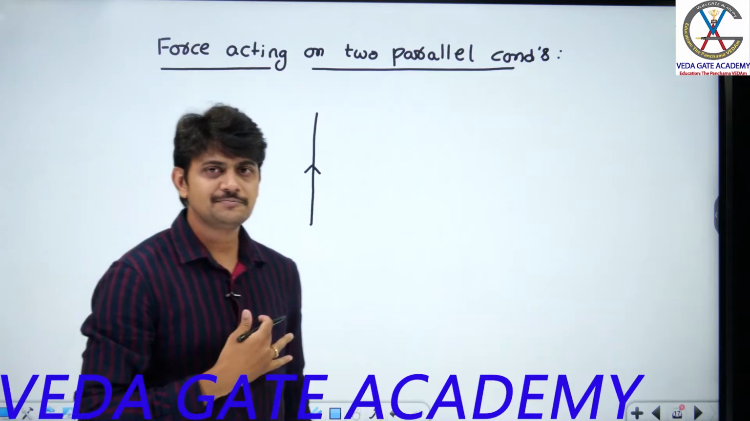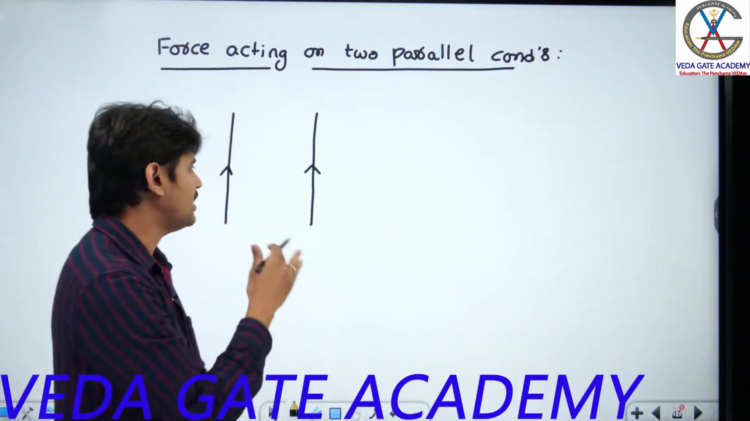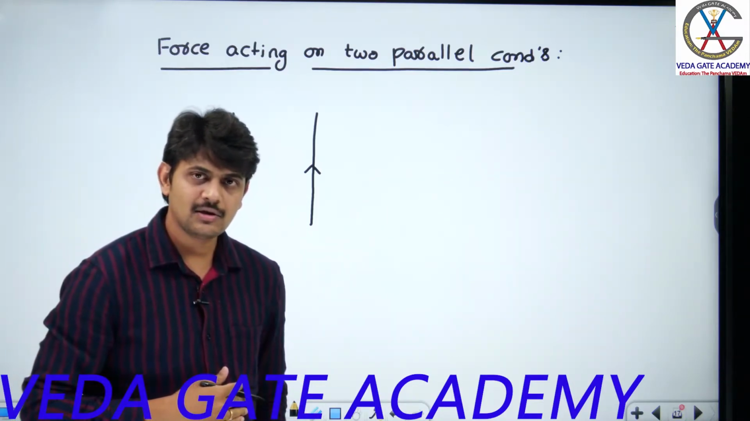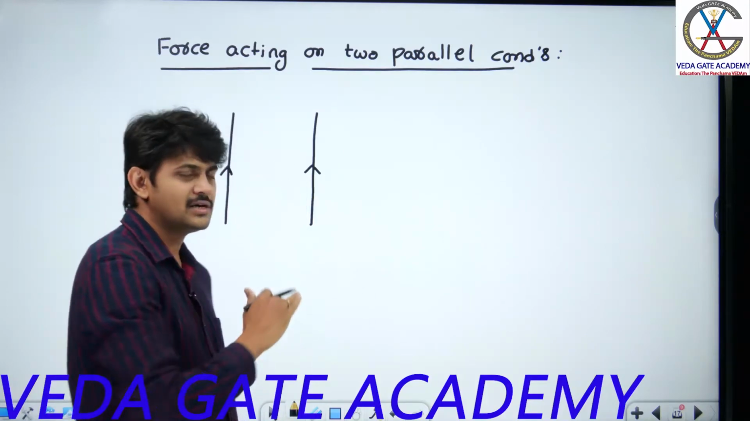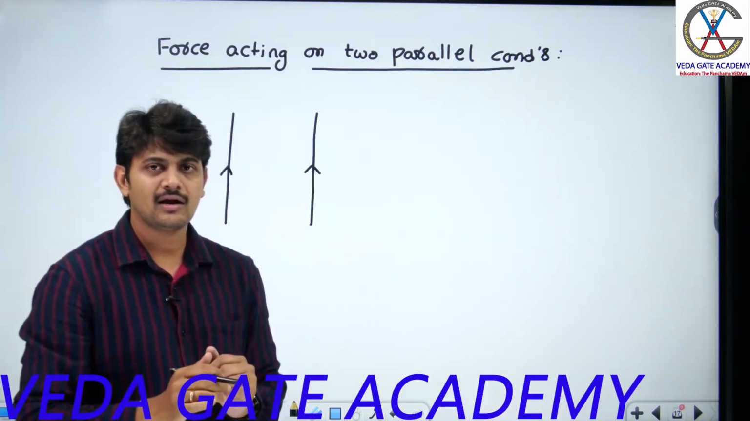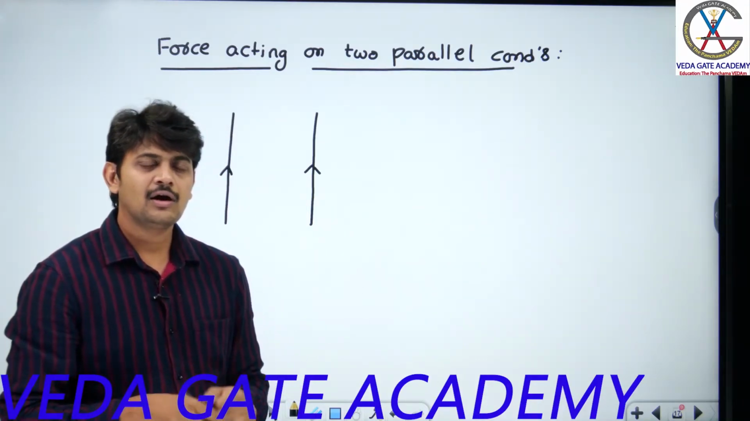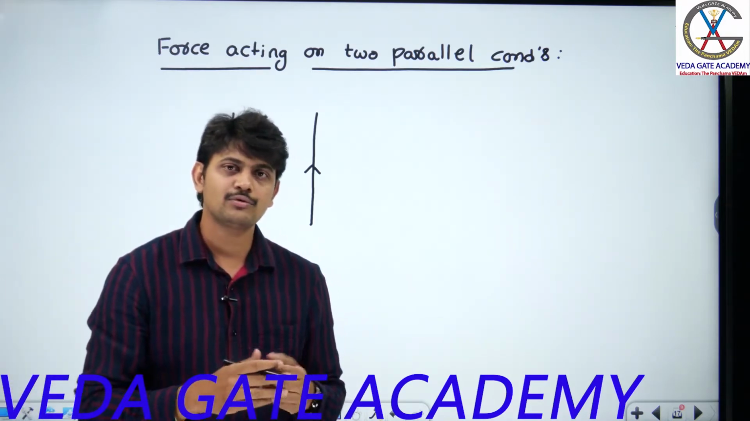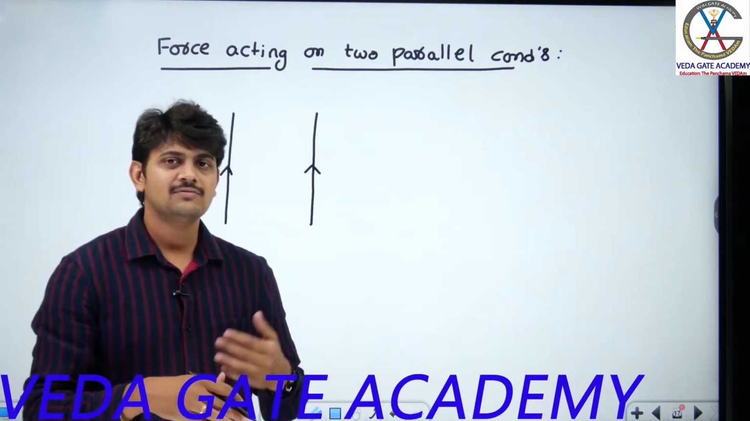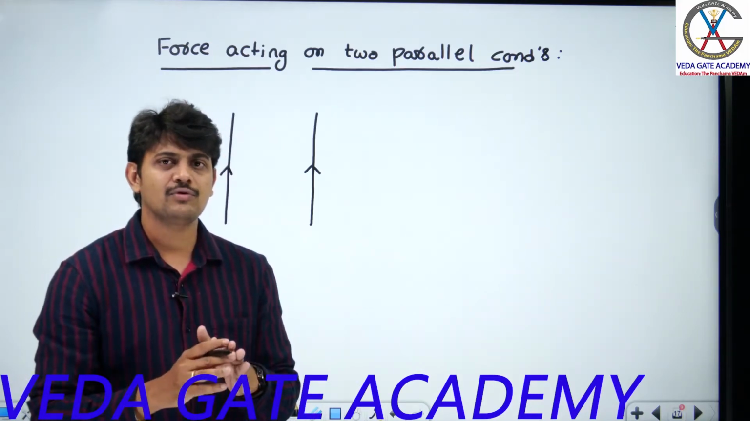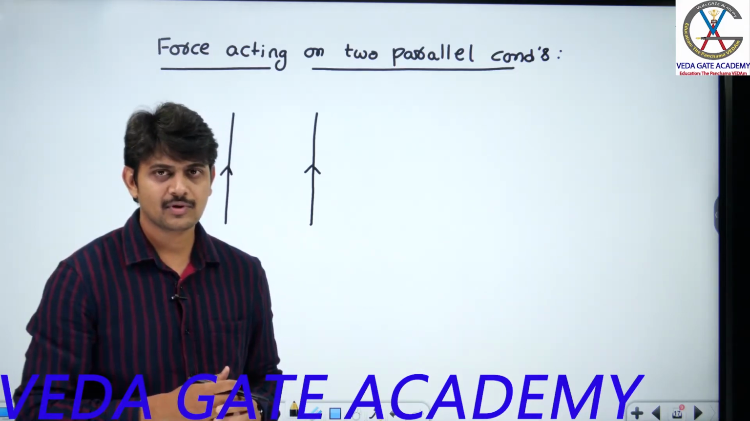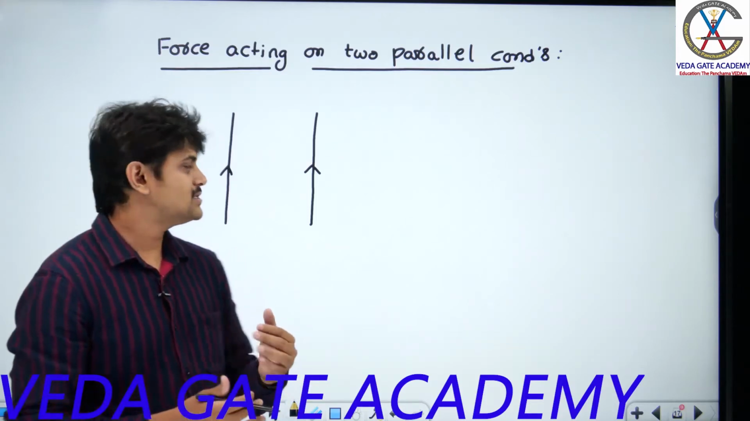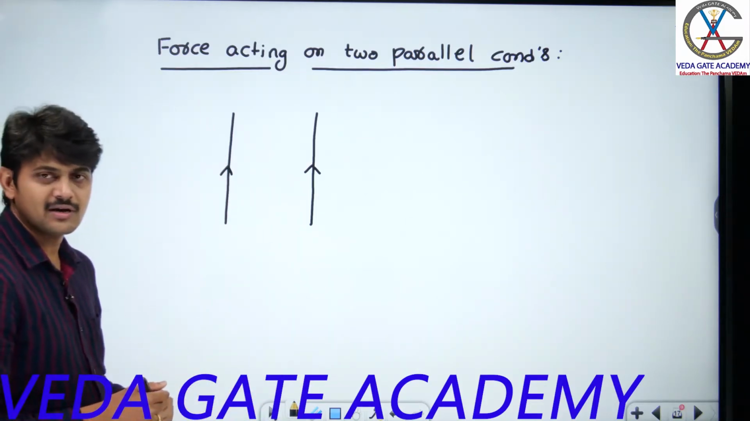Our task is to understand how to determine the force acting on the conductors, what kind of force will be present if the two parallel conductors carry current in the same direction, and what kind of force will be present if they carry current in opposite directions, as well as to determine the magnitude of the forces acting on those conductors. This is the basic motive of studying this particular concept.